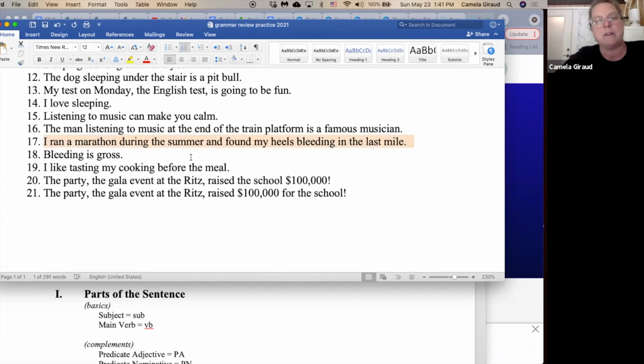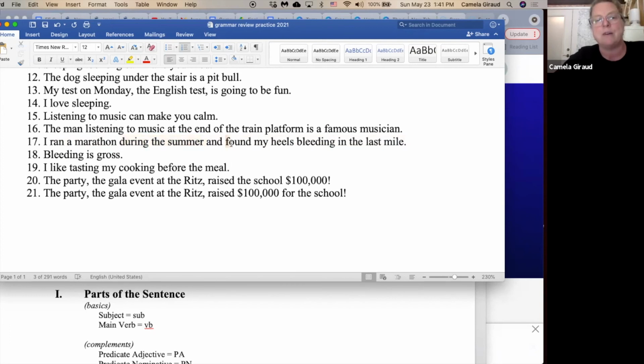I ran a marathon during the summer and found my heels bleeding in the last mile. Oh, that sounds awful. So here we are. I is the subject. Ran is the action transitive verb. Ran what? A marathon. So that's the direct object. During the summer, when did you run it? So that's a prep phrase adverb.